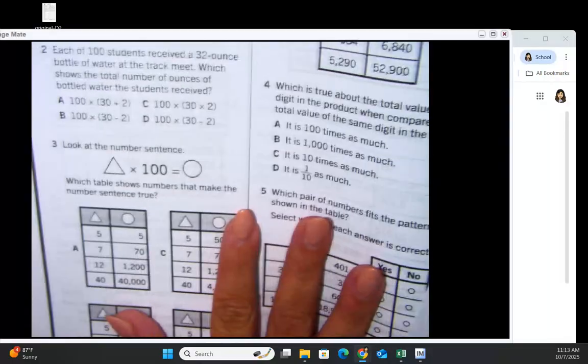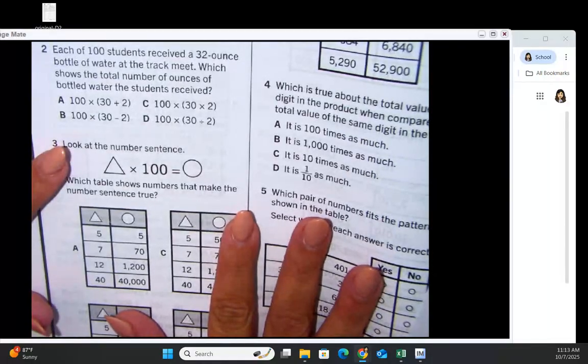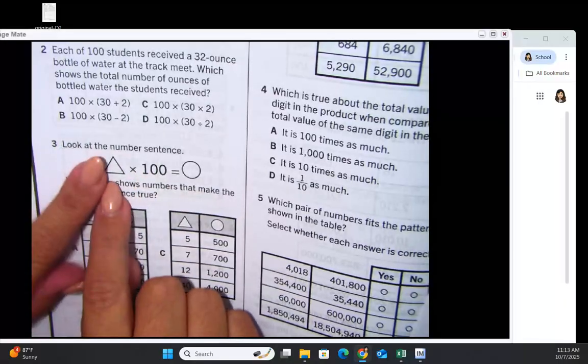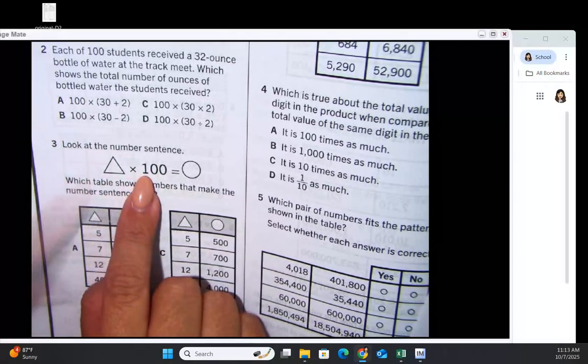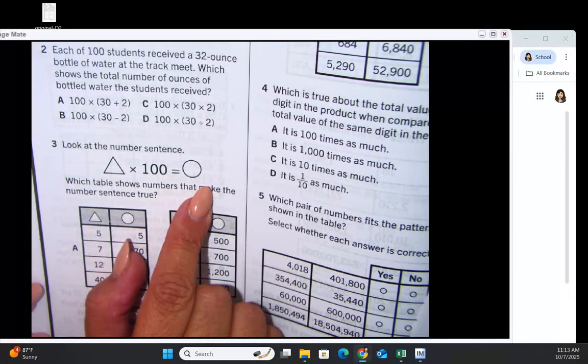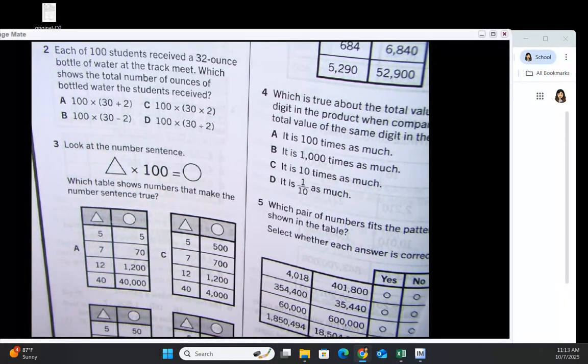Number 3. What do you mean? It's right here on the screen. It says, look at the number sentence. Triangle times 100 equals circle. We did an example like this yesterday, remember? And then we filled in the blanks inside of the triangle, right? This is the exact same thing.